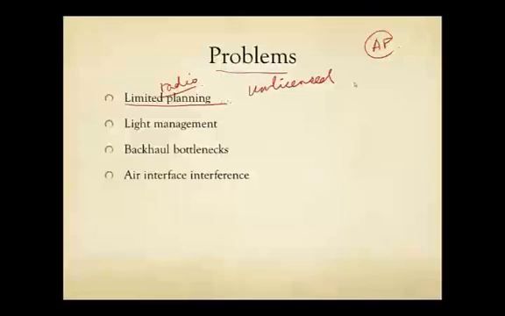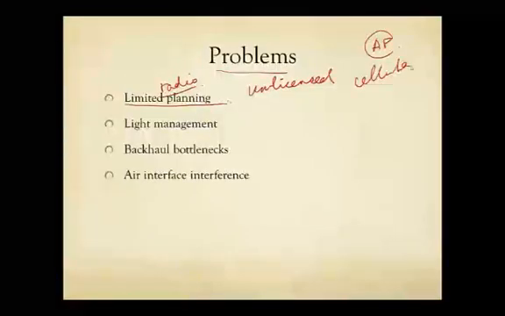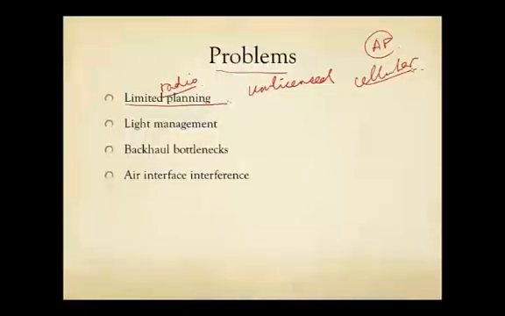Now compare that to the cellular world. The spectrum is very expensive. You need to have the legal right to transmit over there, and the equipment is also much more expensive. It's not a $50 box of AP. So it is tightly controlled by the cellular providers, and they do very careful radio planning. Where and how do you put the antennas together?